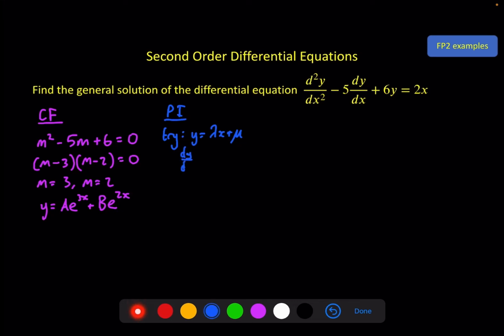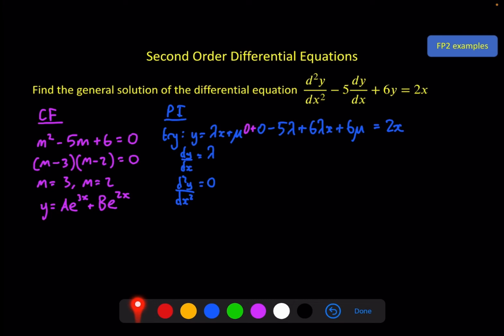So the first derivative here is lambda, and the second derivative is a 0. So when we put that into this equation here, we get a 0 minus 5 times the first derivative, which is lambda, plus 6 times the original function, the particular integral, lambda x plus mu. So that's 6 lambda x plus 6 mu, and that has to equal 2x. And you don't need to worry about the complementary function, because when you put this in, as I said earlier, the whole point of that is that it will equal 0 on the front. And that will always be the case.